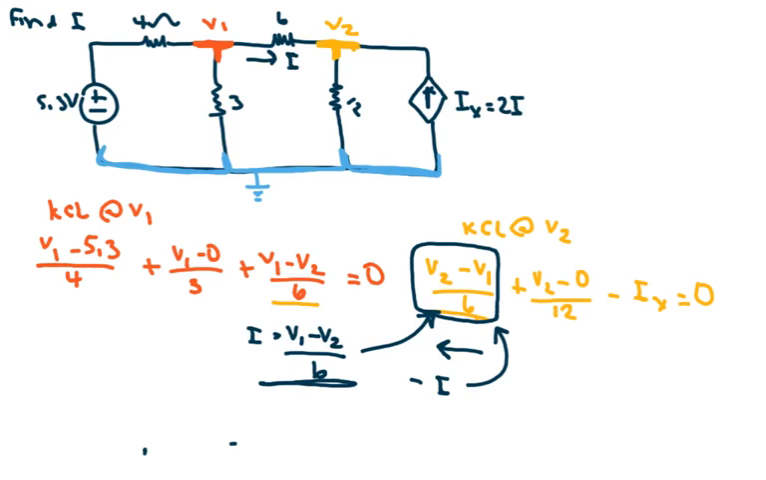Okay, so now I have these two equations and I have three unknowns, but what I can do here for Ix is replace it with 2I, and like I just said, I know I is (V1 minus V2) over 6, which gives me two equations and two unknowns.